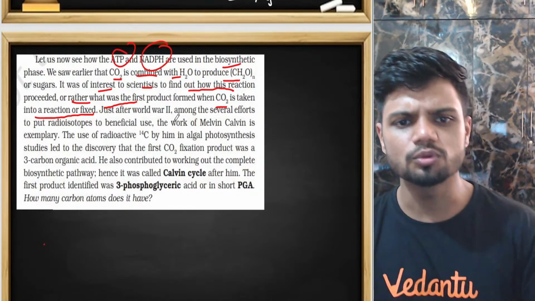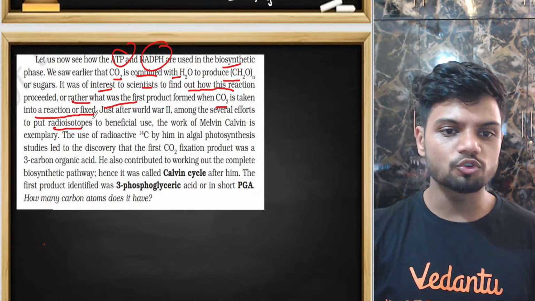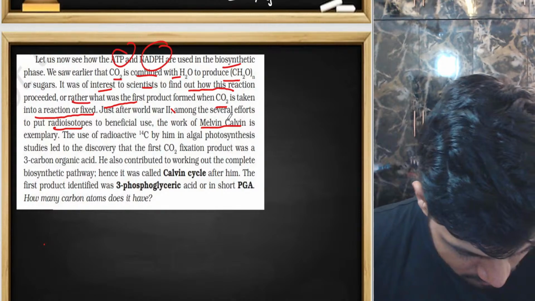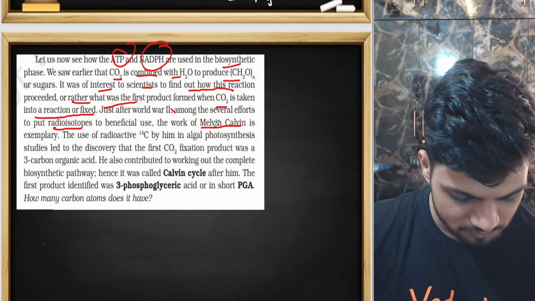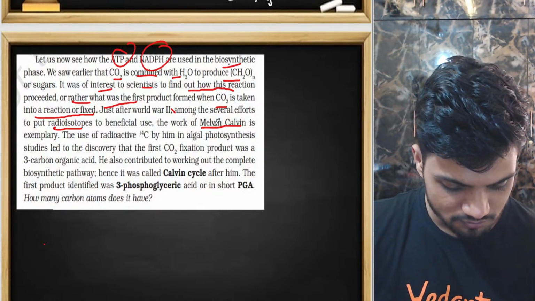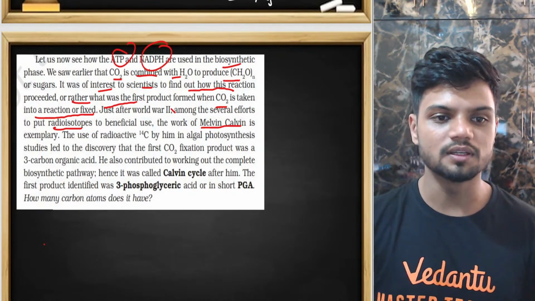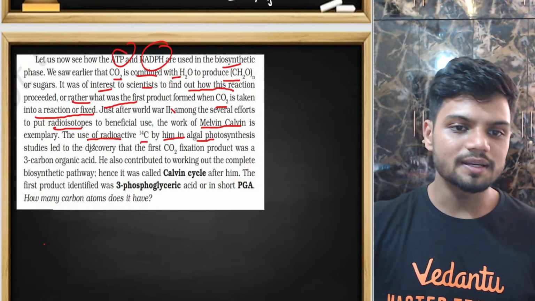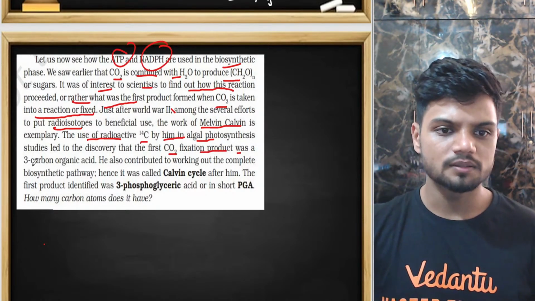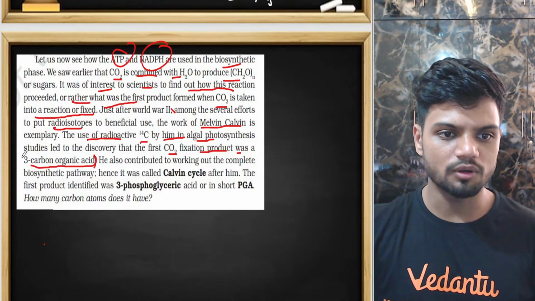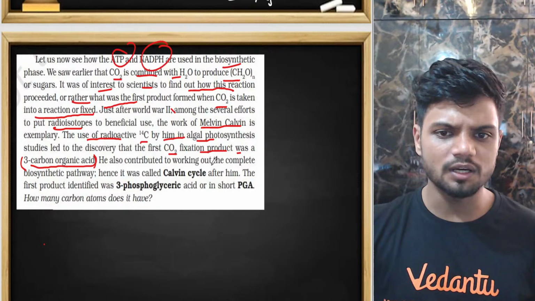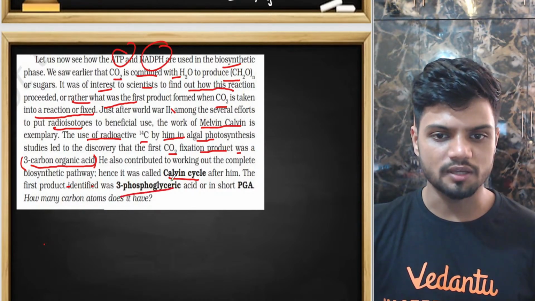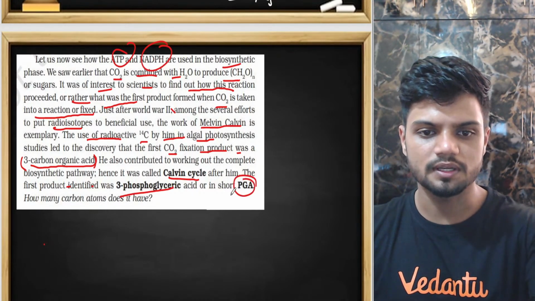Now, just after World War II, among the several efforts to put radioisotopes to beneficial use, the work of Melvin Calvin is exemplary. The use of radioactive 14C by him in algae photosynthesis studies led to the discovery that the CO2 fixation product was a 3 carbon organic acid, that is PGA. He also contributed to working out the complete biosynthetic phase, which is called the Calvin cycle. The first product identified was PGA, 3-phosphoglyceric acid.